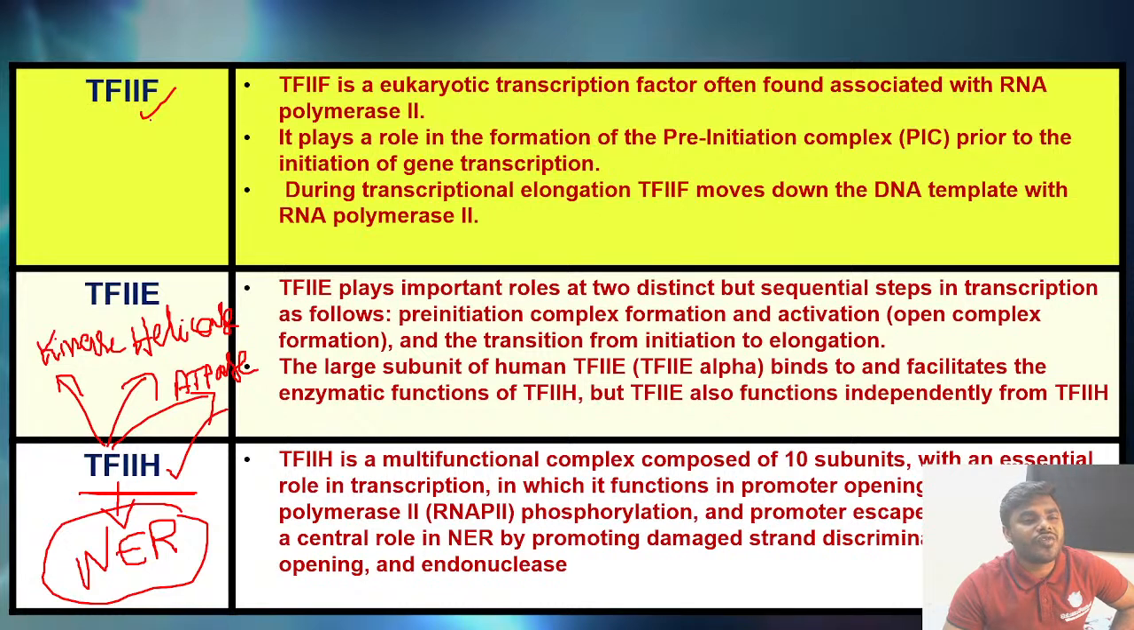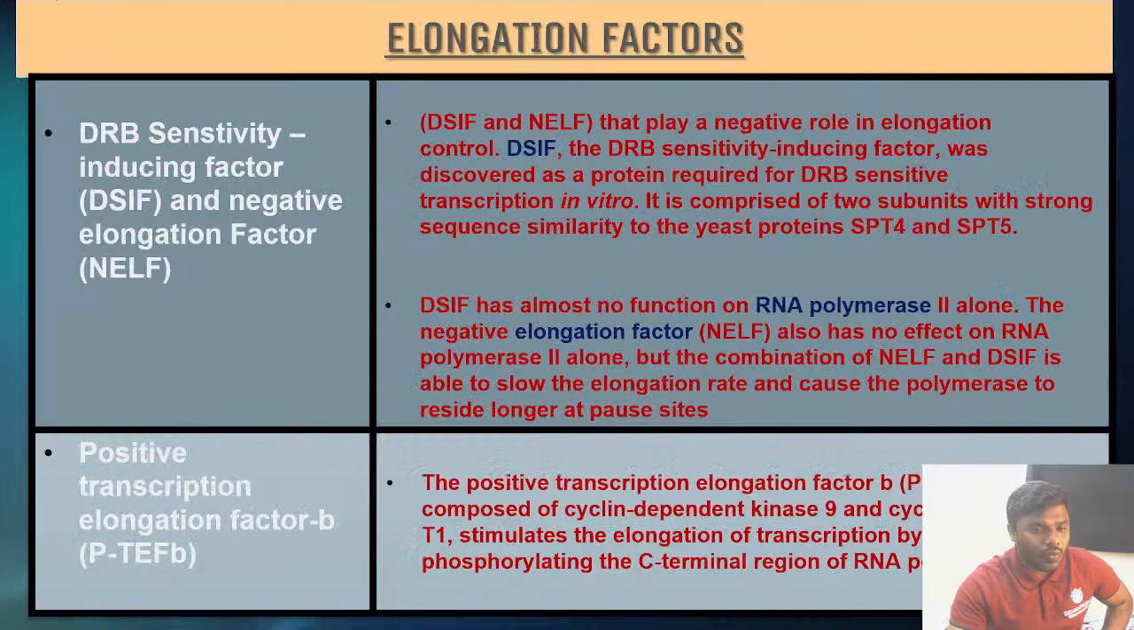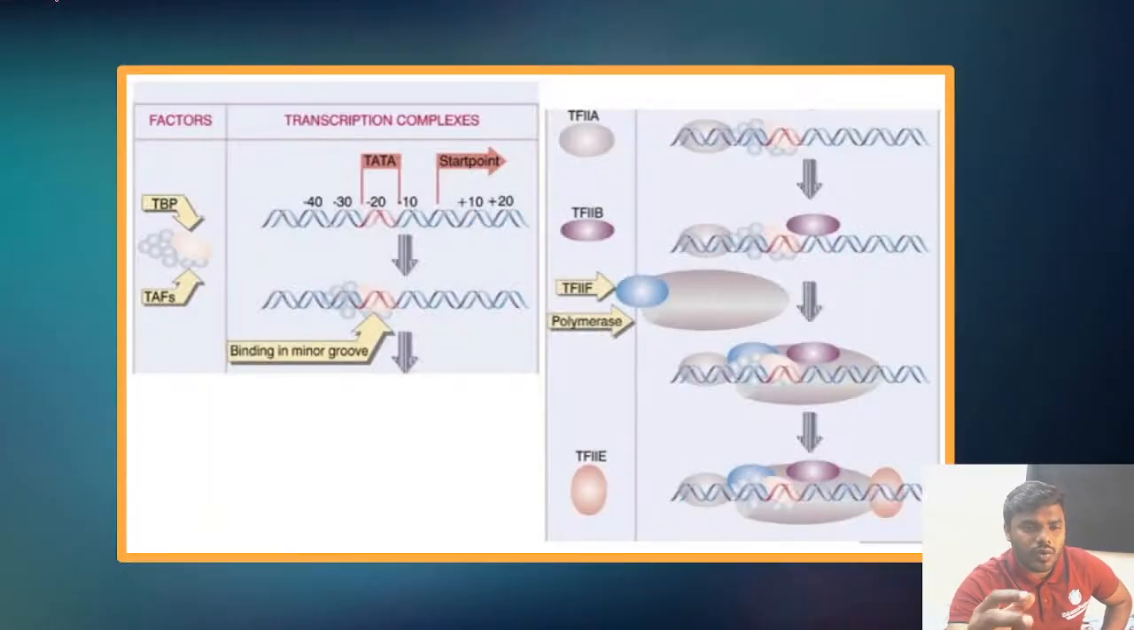Transcription factor 2F is the one which has a sigma-like activity. It will be associated with the RNA polymerase enzyme throughout the transcription and act like a sigma factor. And transcription factor 2E is majorly involved in the recruitment of 2H. 2H has kinase, helicase, ATPase activity. Whatever I have explained to all of you, I am showing the same thing in the form of a diagram. Then you will get a crystal clear idea.